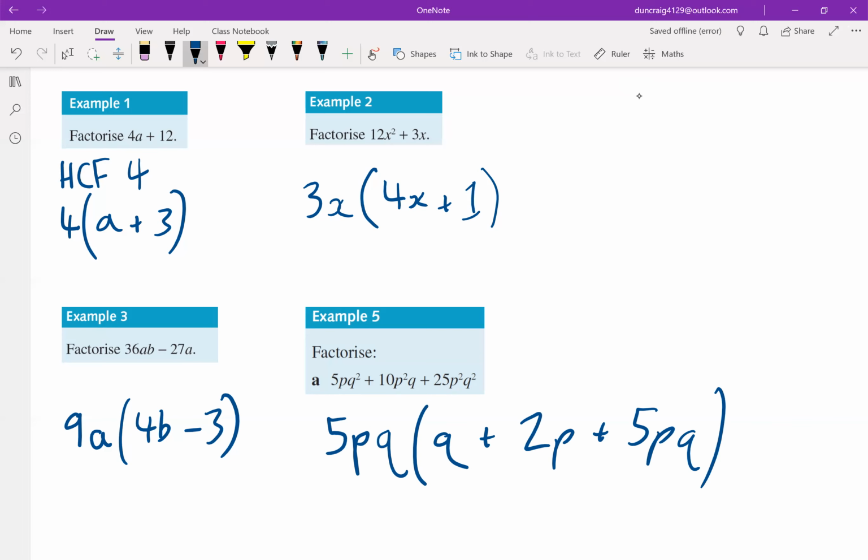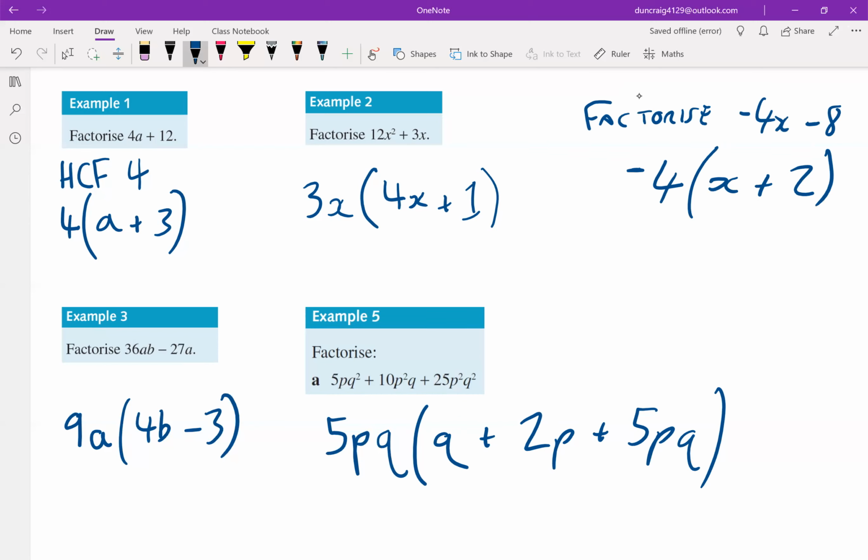Just one other thing to point out as well, you can take negatives out as factors. As an extra example, say I wanted to factorize minus 4x take 8. Well, 4 is common to both of those, so I can take that out. But then they're both negative, so let's take that negative out. Minus 4 times x is minus 4x, and minus 4 times positive 2 is minus 8. So you can take negatives out the front, but you just have to make sure the sign is correct.